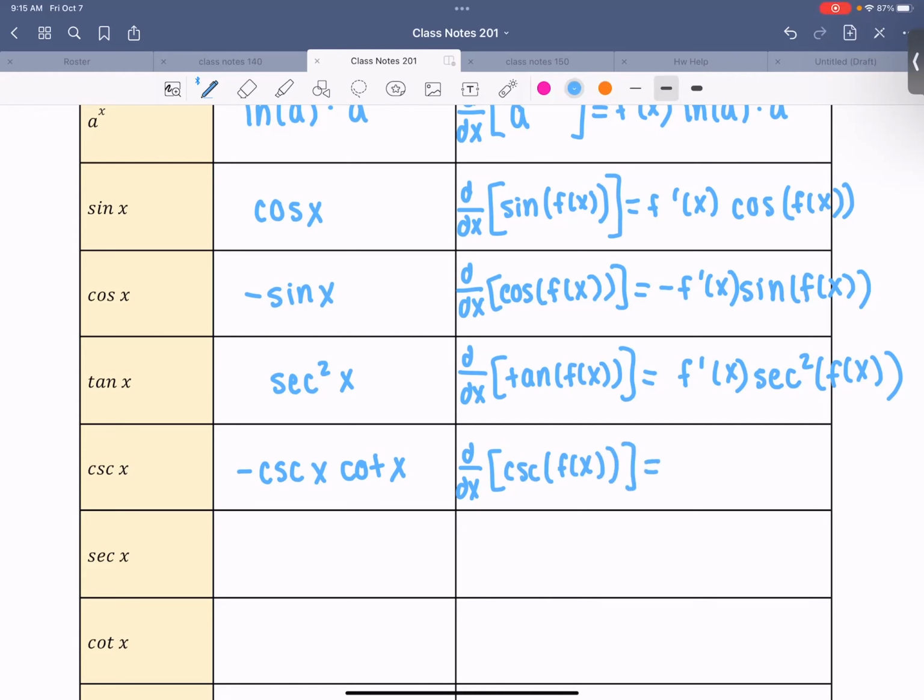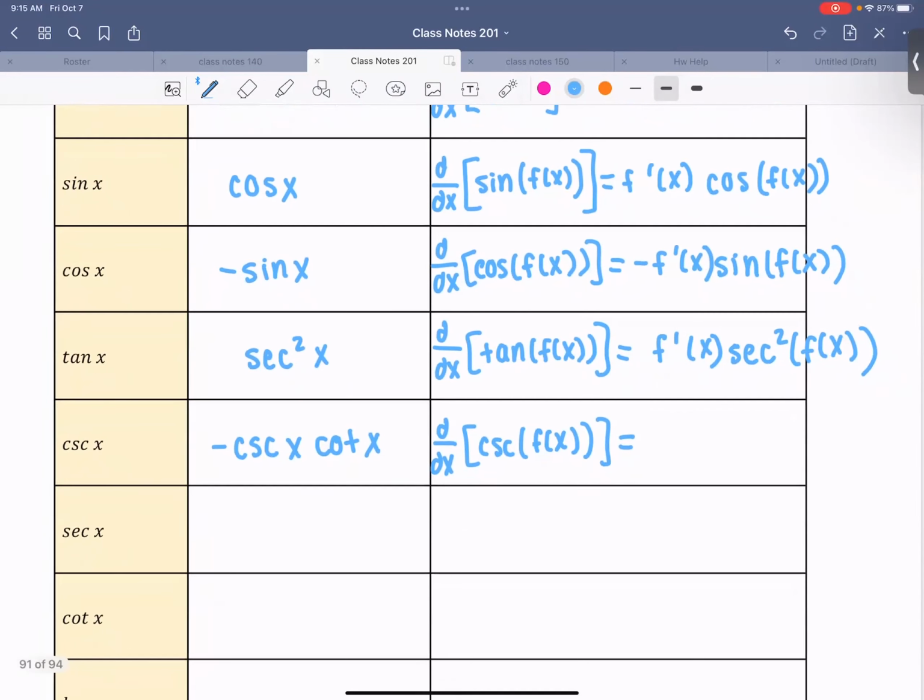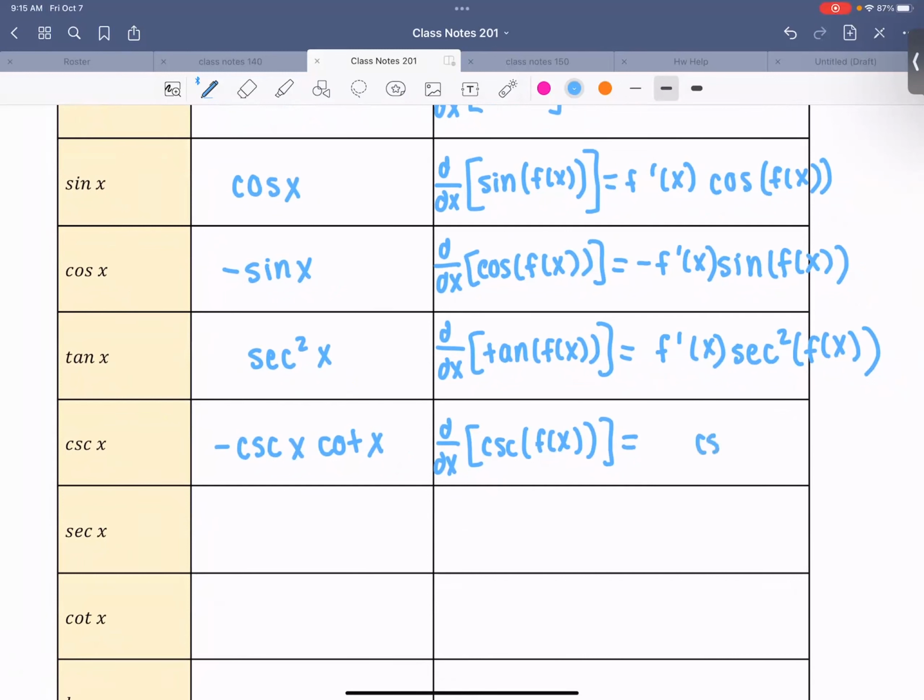What would this derivative be? What's the derivative of the outside? Negative cosecant f of x, cotangent of, not just x, but actually just f of x, right?